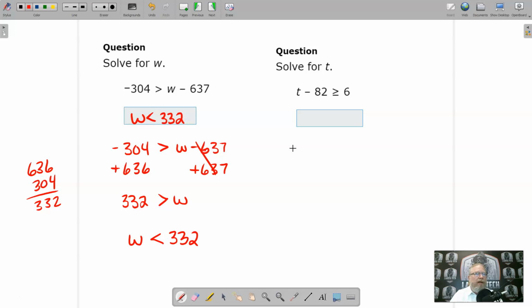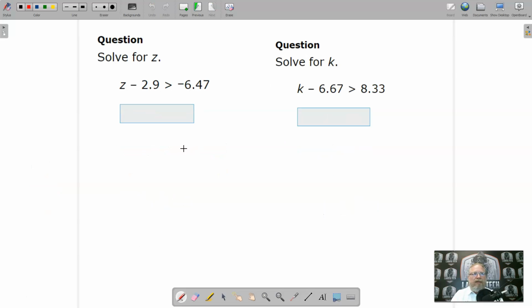On the next one, we have T minus 82. Feel like an astronaut. It's 82 seconds till takeoff. So T minus 82 is greater than or equal to 6. Well, let's go ahead and add 82 to get rid of the negative 82. What we do to one side, we're going to do to the other. The 82s will cancel, leaving me with T. Bring down that greater than or equal sign. And 6 plus 82 should be 88, right? So T is greater than or equal to 88.